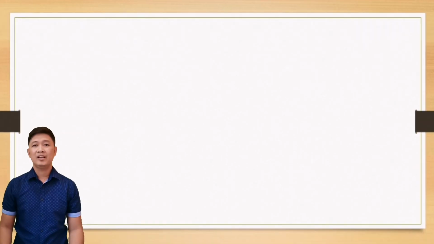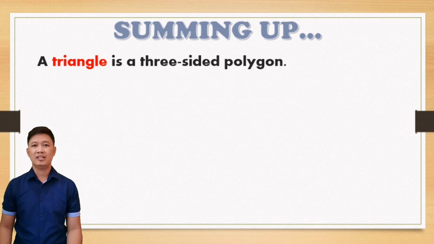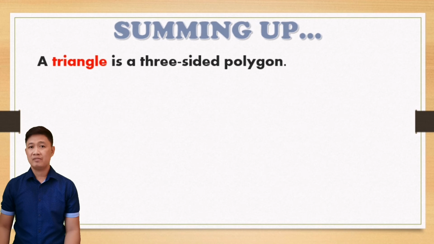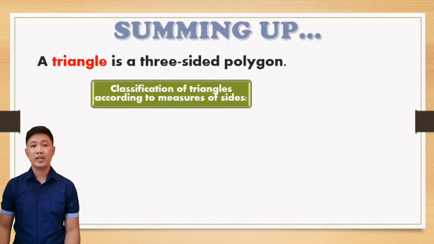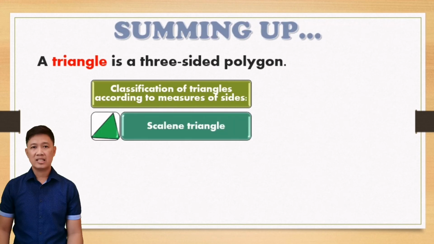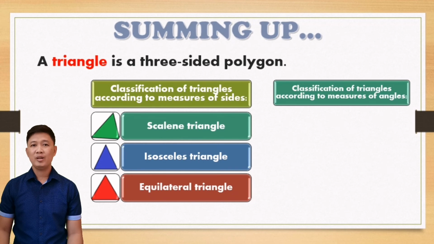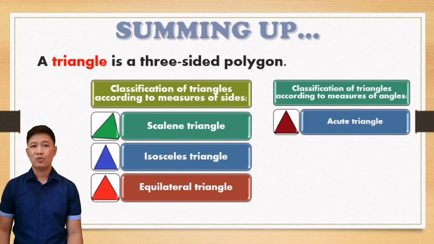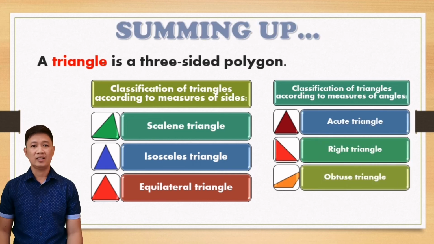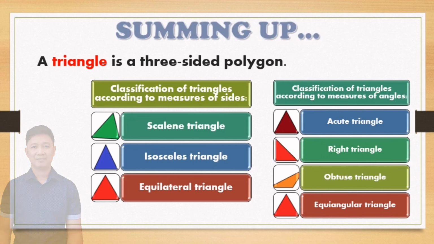To sum it up, a triangle is a three-sided polygon. It can be classified according to the measures of its sides and according to the measures of its interior angles. There are three classifications of triangles according to the measures of their sides. We have scalene triangle, isosceles triangle, and equilateral triangle. There are four classifications of triangles according to the measures of their interior angles. We have acute triangle, right triangle, obtuse triangle, and equiangular triangle.